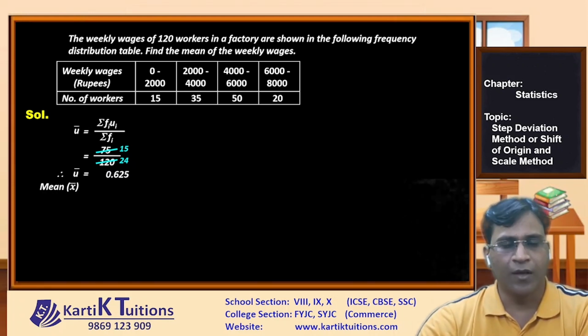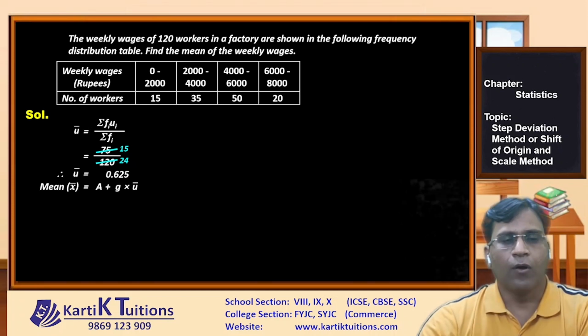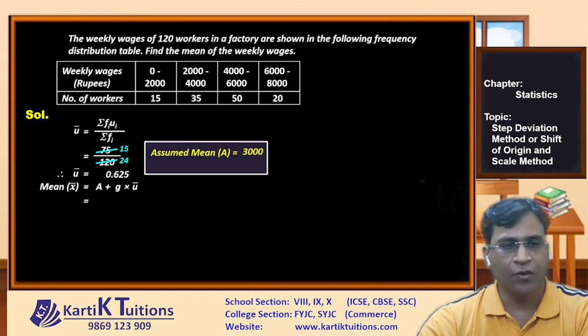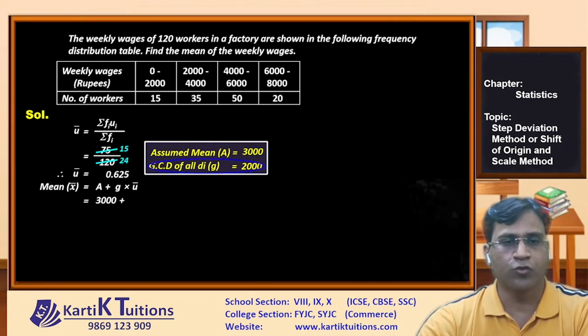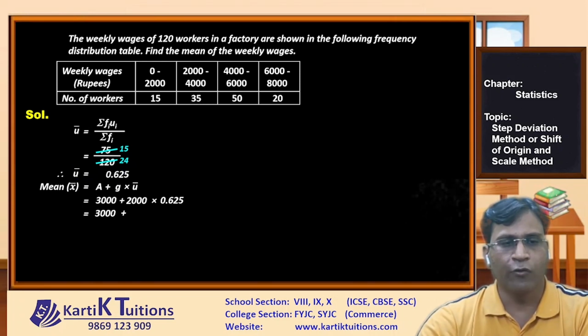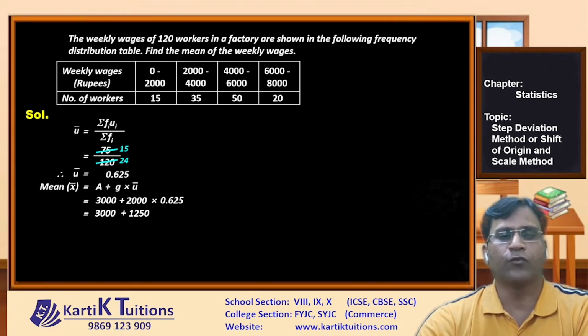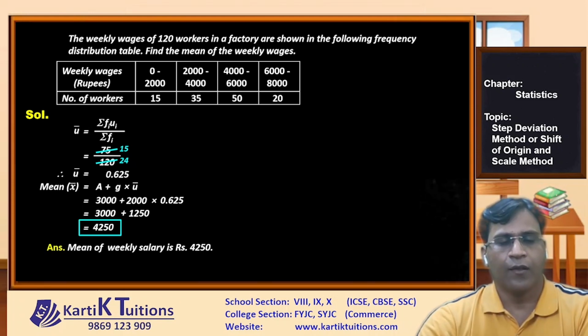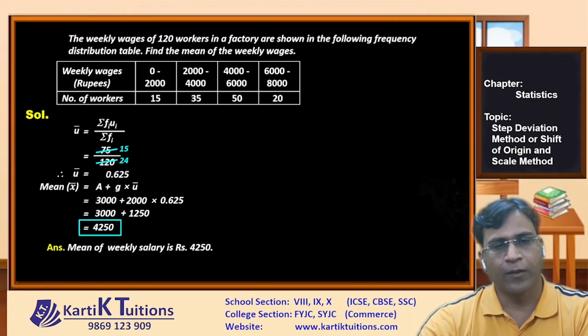Now after that, what is mean? It is a plus g into mean u. Now a, remember what it was, it is 3000, so 3000 plus, now your class width or g is 2000, so it is 2000 into 0.625. Now again you have to multiply these two, which will give you the value as 1250. When you add it to 3000, it becomes 4250. Now, as I told you, always have the habit of writing the answer in a statement form with the units. So your final answer will be mean of weekly salary is rupees 4250.